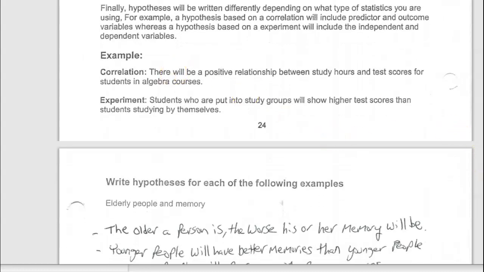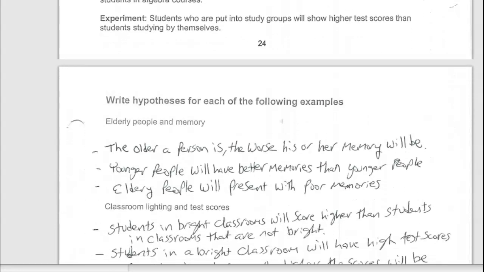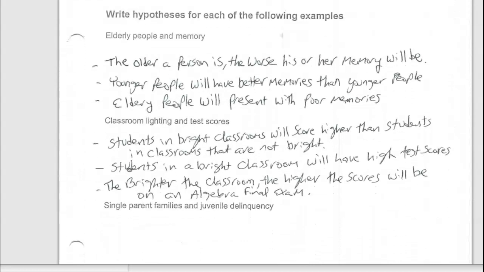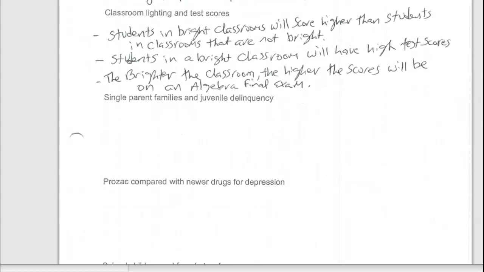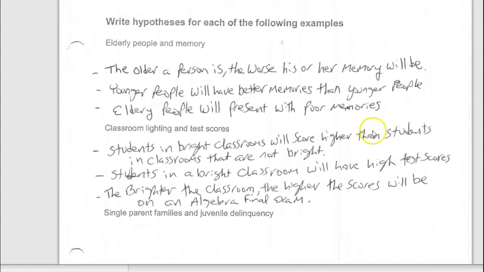So I wouldn't worry about these bottom two, correlation and experiment. It's just kind of an example, won't be on your exam. But if we were in class together, rather than doing this online, we would be doing these together as a class. I would have you work with each other and try to make hypotheses that fit into these specific topics. You will see that I did the first two for you, just as an example. Some of them are easier to put into different hypotheses than others.